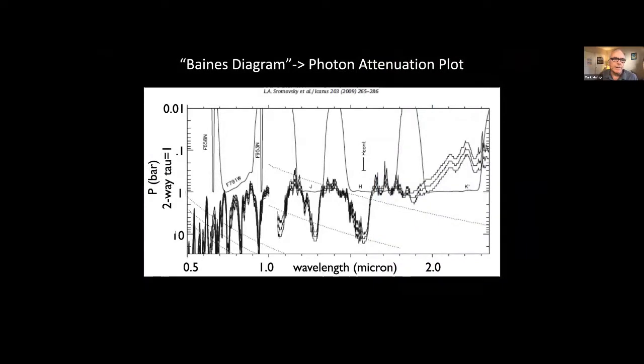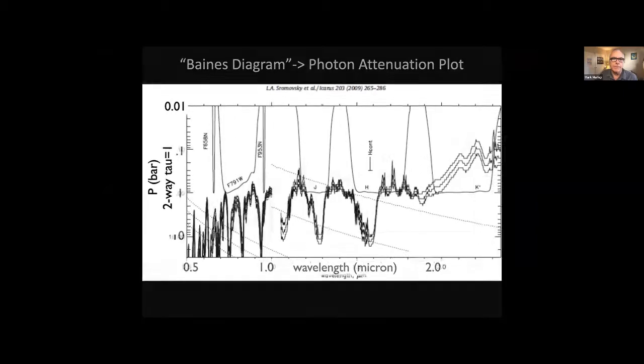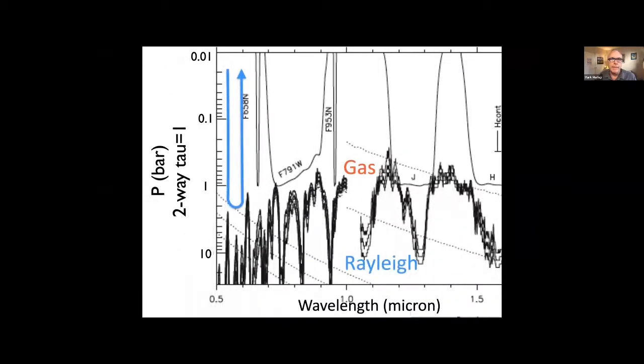In planetary science, there's a framework for thinking about this a little bit more quantitatively. We used to call it a Baines diagram, and we've transitioned to calling these photon attenuation plots. It was Kevin Baines who popularized the use of these. And we're plotting, just zooming in here on the left, the two-way optical depth in the atmosphere versus wavelength due to different opacity contributions. So for example, here, the dark black line is showing where in the atmosphere we're hitting a two-way optical depth of 1 for methane.